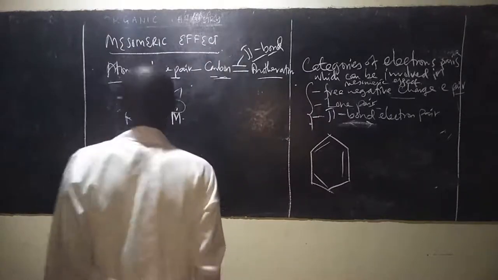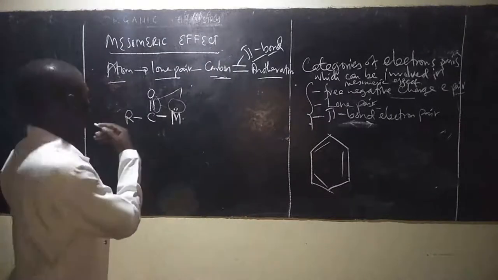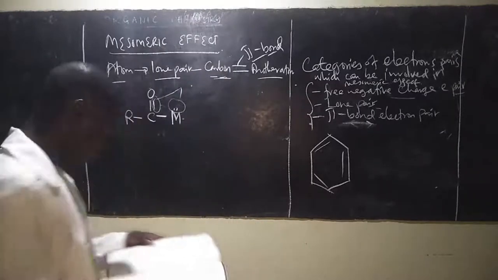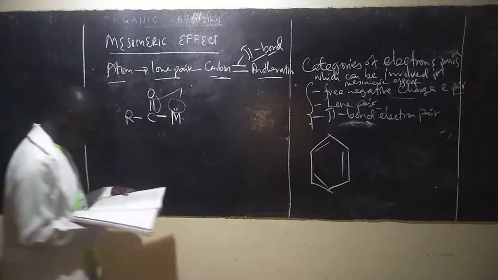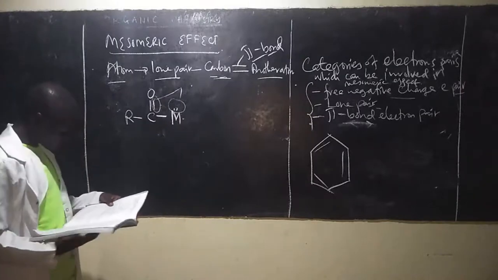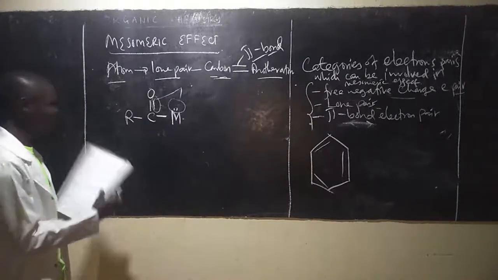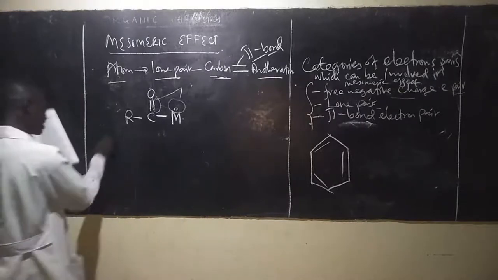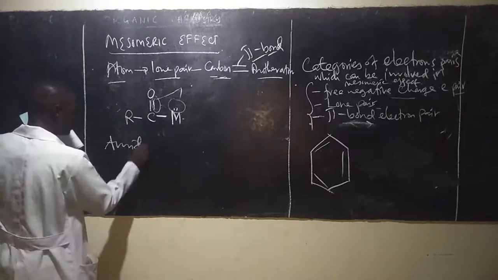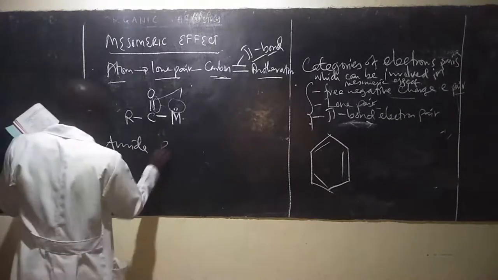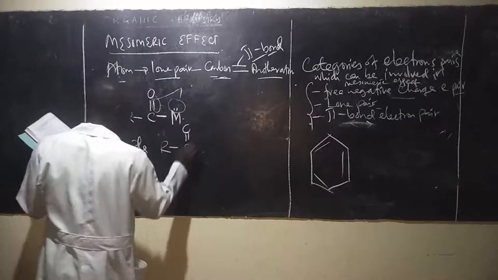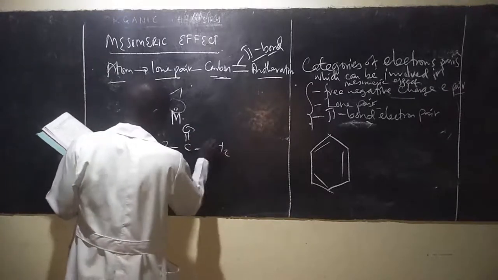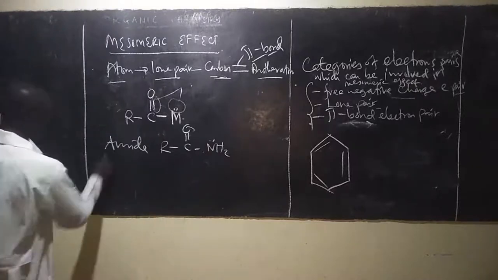Now unaweza kuona kwamba lone pair electrons and the pi bond electrons zote zipo hapo kwenye hizo categories. So example of the compounds which is the functional group similar to the given above, they include amide. Amide are written as R C double bond O then NH2, hapa kuna lone pair.